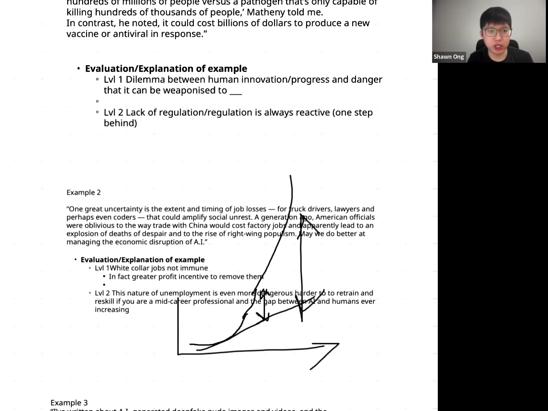So the idea here is that firstly, it's difficult to retrain and reskill. Secondly, even if you retrain and reskill, you are still facing the risk, right, that we are in an age of AGI, artificial general intelligence. So whatever you reskill and retrain into, you still have the ever looming risk of being continually displaced. So this nature of unemployment is even more dangerous.